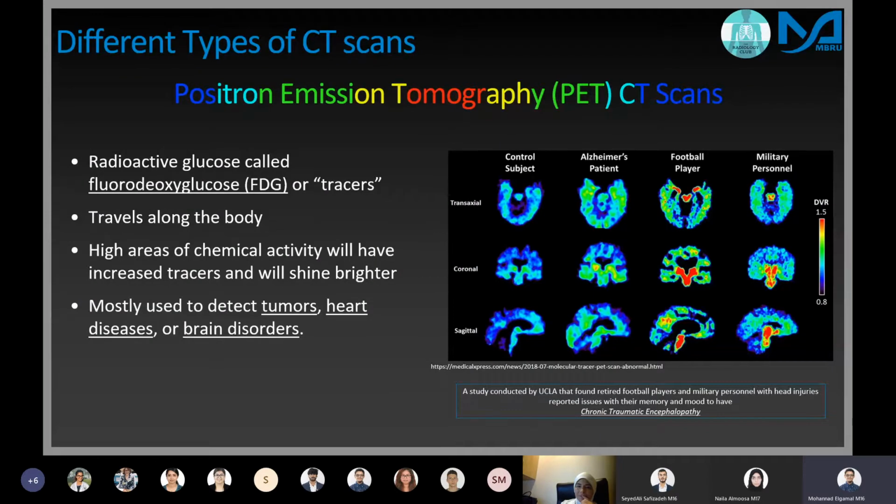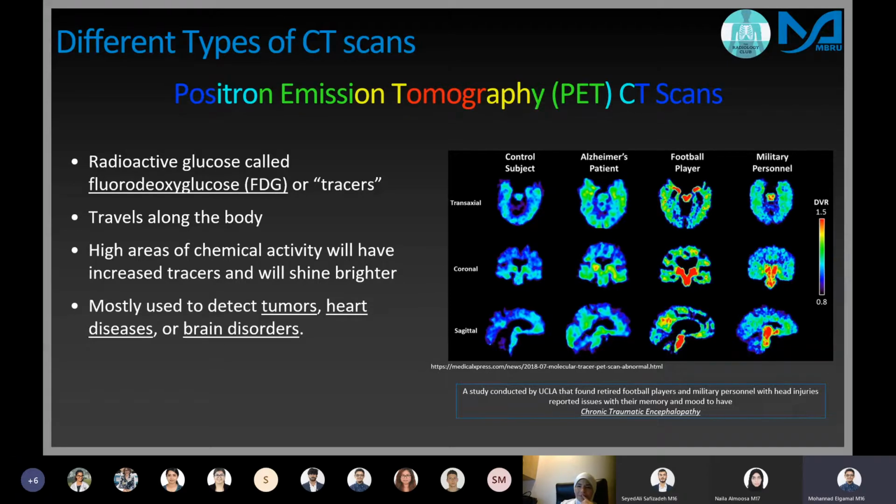And then the computer picks up on the radiation emitted by this glucose and translates it into this beautiful, colorful thing. So here on the right, I have an example of a very interesting study I saw done at UCLA, where it compared retired football players and military personnel's PET scans, and they found that they both had a history of memory loss and mood swings, and they've all sustained head injuries.